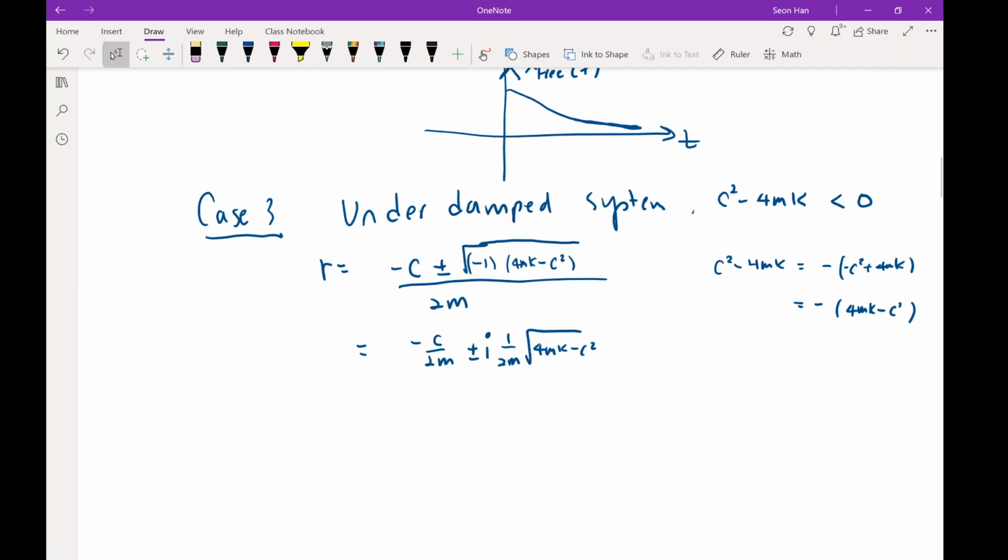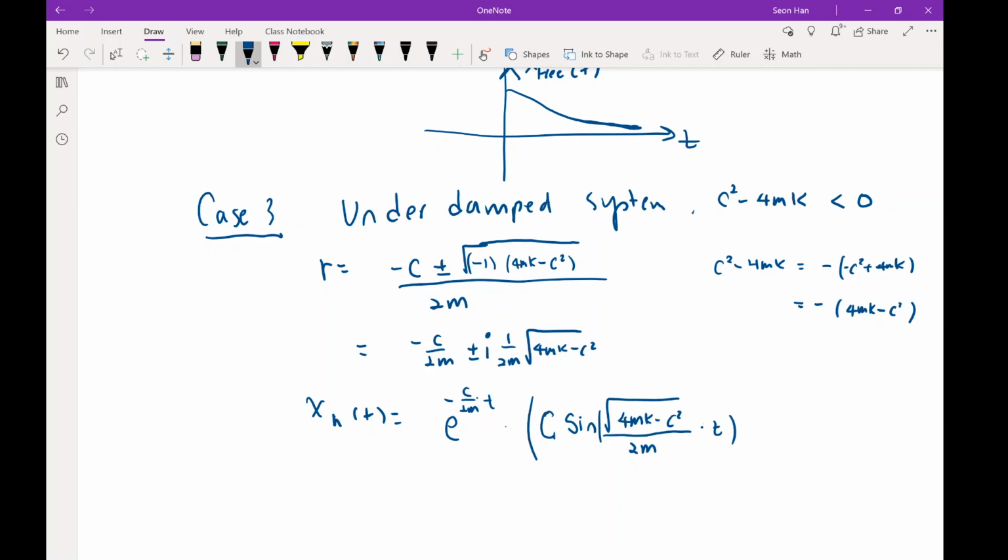So your response, do you remember what the response should look like? Your homogeneous solution will look like e to the minus c over 2m t times, now, can I use C1 times sine of square root of 4mk minus c squared, the imaginary part of the root, over 2m times t, plus C2 times cosine of the same value, square root of 4mk minus c squared over 2m times t.